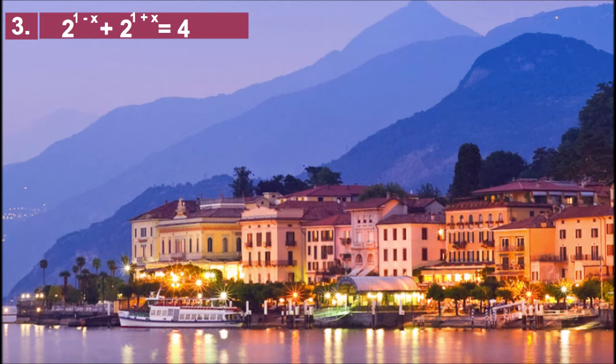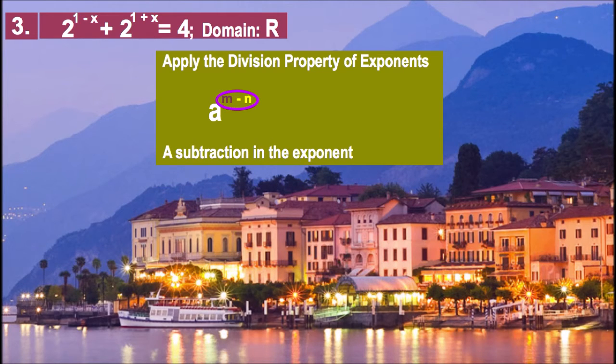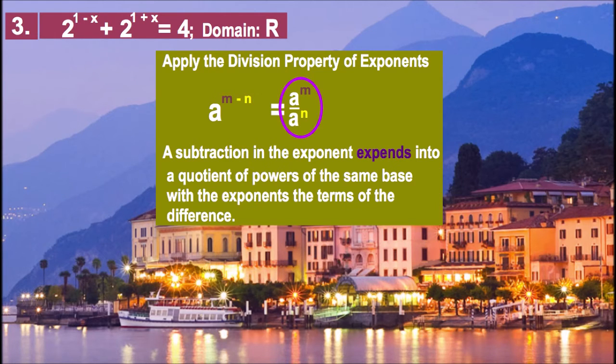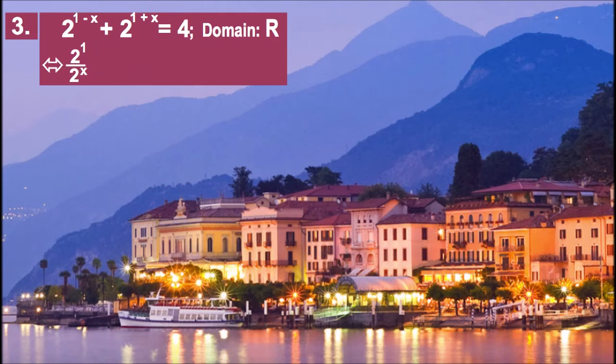Question 3. 2 raised to the power 1 minus x plus 2 raised to the power 1 plus x equals 4. The domain is the set of real numbers. And let's start off by applying the division property of exponents. A subtraction in the exponent expands into a quotient of powers of the same base with the exponents the terms of the difference. So for 2 raised to the power 1 minus x, that equals 2 raised to the power 1 divided by 2 raised to the power x.